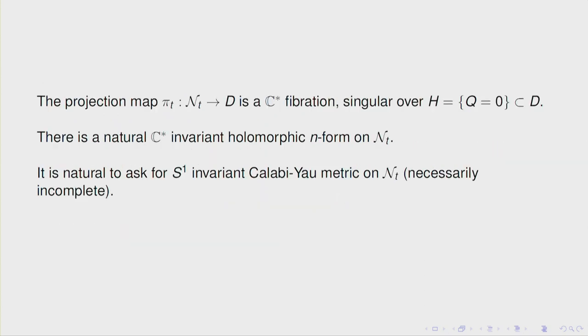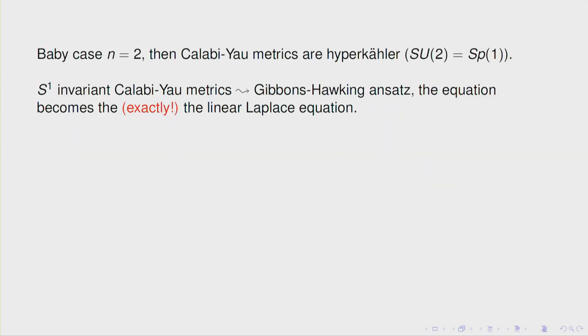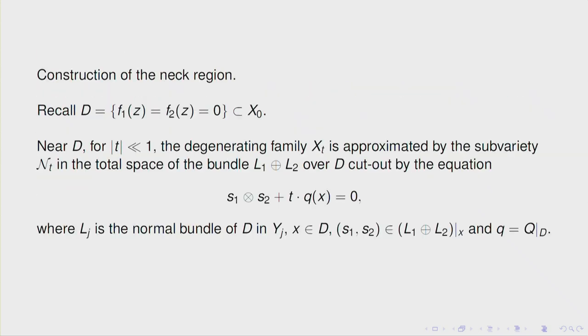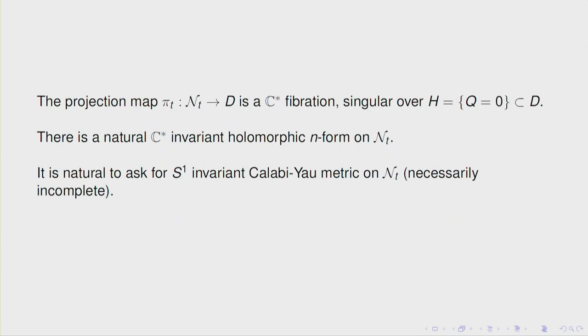The projection from NT to D is a C star fibration, and it's singular over this H. There's a natural C star invariant holomorphic form on this NT. Write it down explicitly again, and then you can also ask whether you can find an S1 invariant Calabi-Yau metric on this bundle. This metric, if it exists, has to be incomplete.